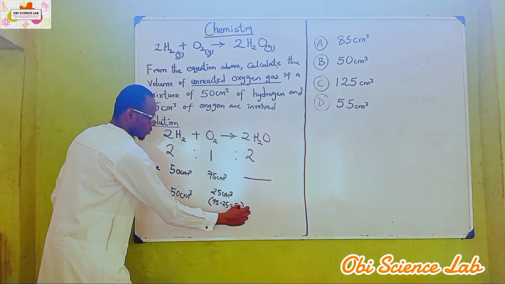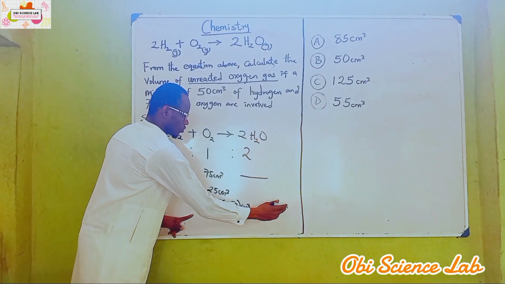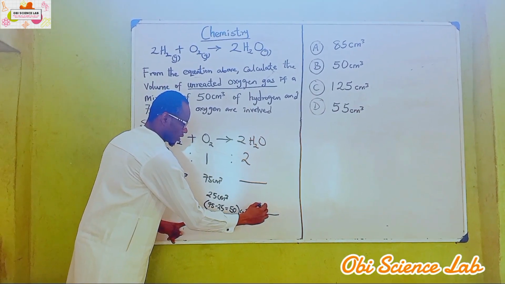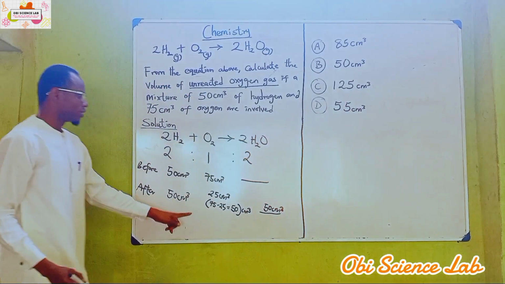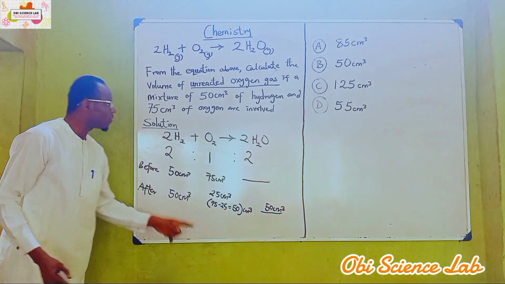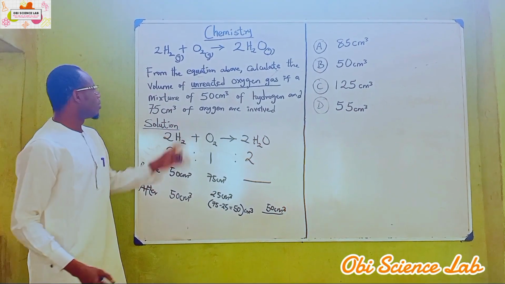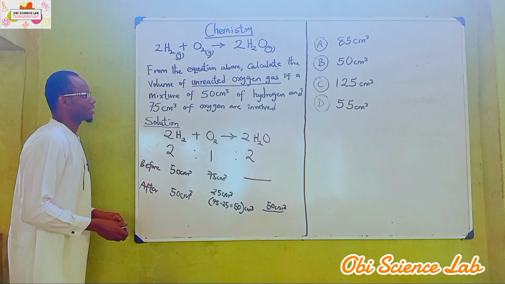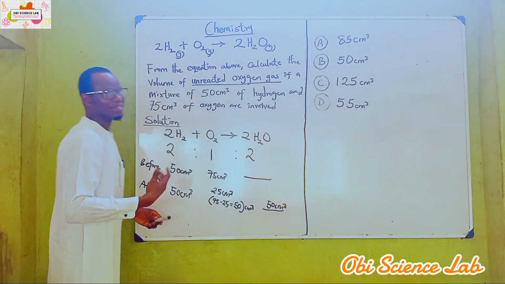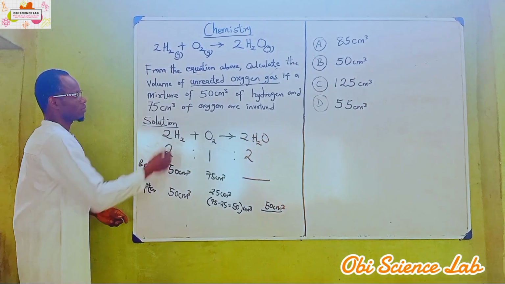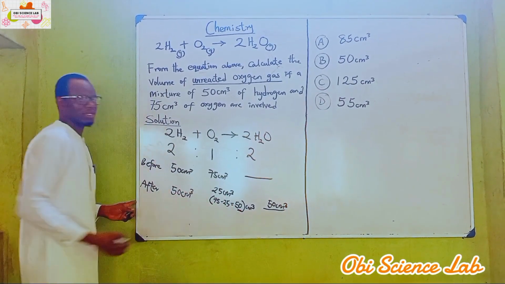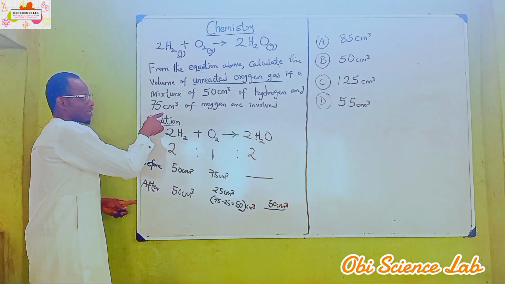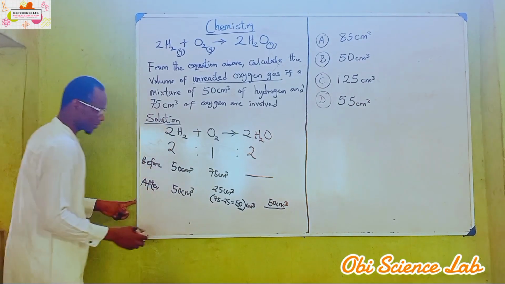The product will also be 2 moles, representing 2 times 25, which is 50 cm3. That means the volume of oxygen that is unreacted, or the leftover, or the remainder from the volume of oxygen that was provided, will be 50 cm3, because 25 will be taken out of the 75 provided, and 50 will be left of oxygen.